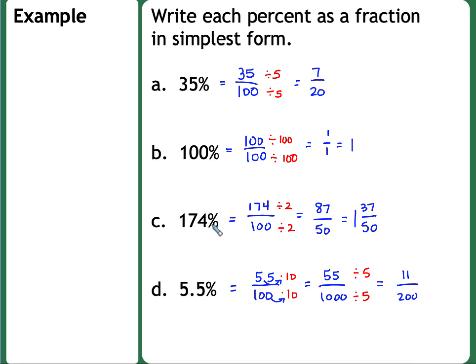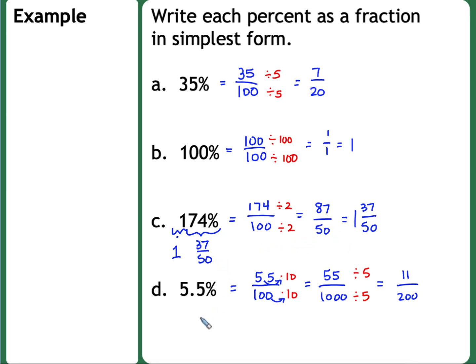Notice, more than 100% means we have a value greater than 1 as a fraction because 100% is 1 whole. So we have 100% is the 1 whole, and then this 37/50ths is actually the 74%. So the 74% is actually 37/50ths, and this 100% is actually 1. And together we get 1 and 37/50ths.